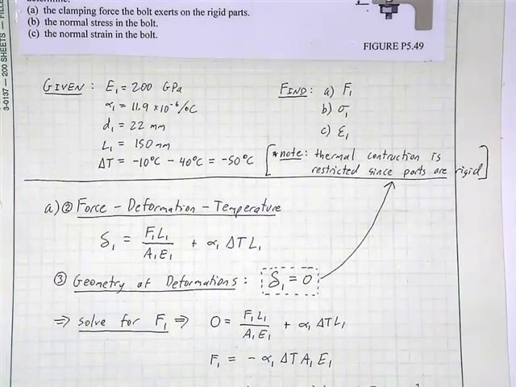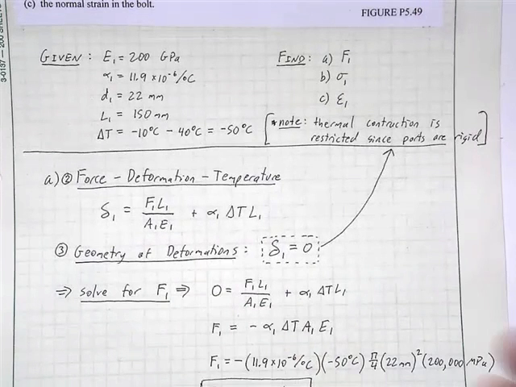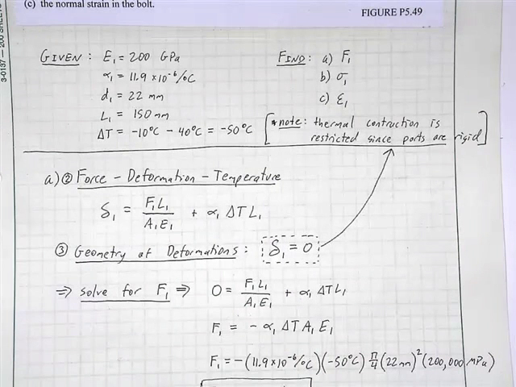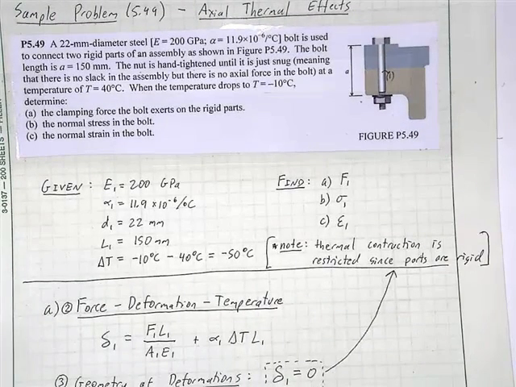Start with the force deformation temperature relationship. Our geometry of deformations, well, the parts are rigid, so our deformation is limited to 0. The bolt can't actually have any deformation since we assume those parts are perfectly rigid. Okay, so due to the temperature change, the molecules inside the bolt are trying to get closer together, but they just can't because of the restriction, and that's going to produce a stress, right?